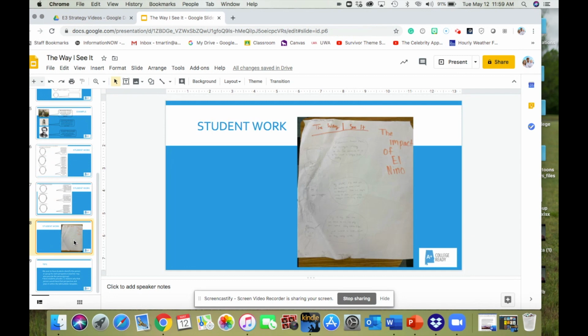And then you can do this on large paper. You can put students in groups and have them do this together on large canvas paper. The particular topic in this example was the impact of El Nino. So we have a fisherman from Peru, we have a farmer, we have a grocery store shopper.